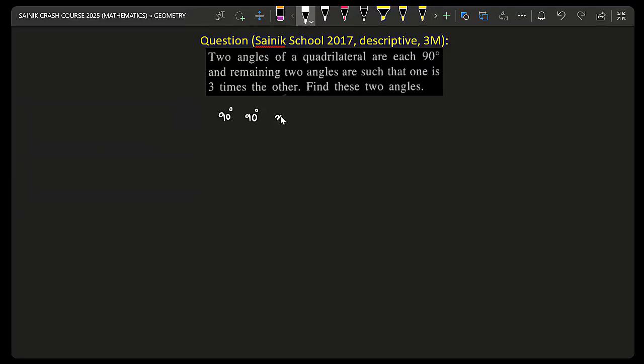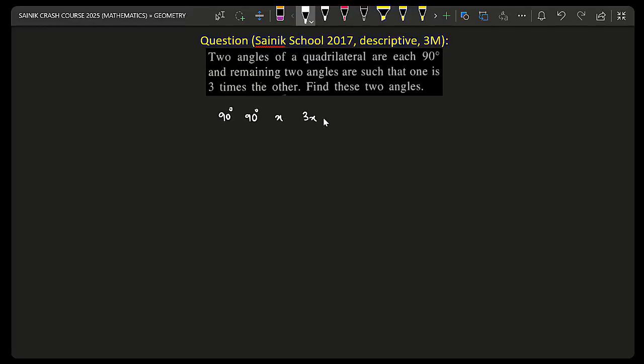Okay, if you call the third angle x, what is the fourth angle now? Sir, y. No need to call it y. You can write in terms of x only because we have a condition. So 3x. Yes, 3x. Now we have all the four angles of a quadrilateral. What do you know about the four angles of a quadrilateral?